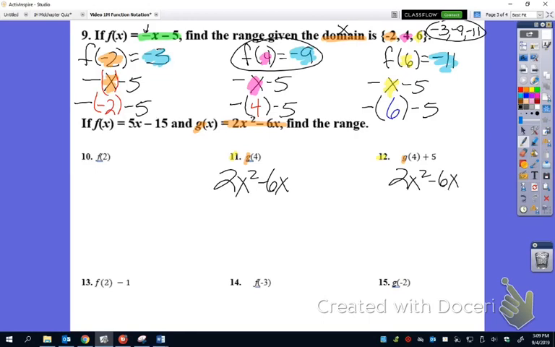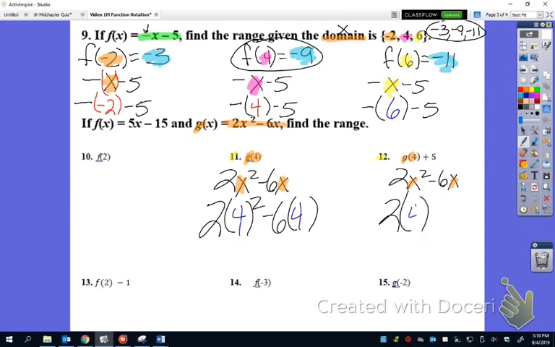But notice, this one has a g of 4, this one has g of 4, so wherever I see x, I'm going to plug in a 4. So I have 2, and then parentheses, and put in your 4. And then you bring down the squared, minus 6, and then parentheses, and put your 4 in it. Okay, same thing on this one. 2, and you got your parentheses, and then this is also a 4.